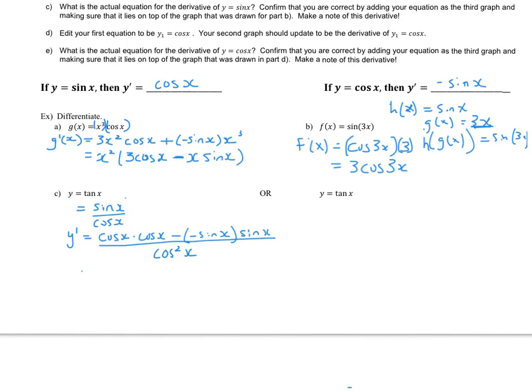Okay, so we now can simplify that. The cos x times cos x could be written as cos squared x, minus a negative is really plus sine squared x, all divided by cos squared x.